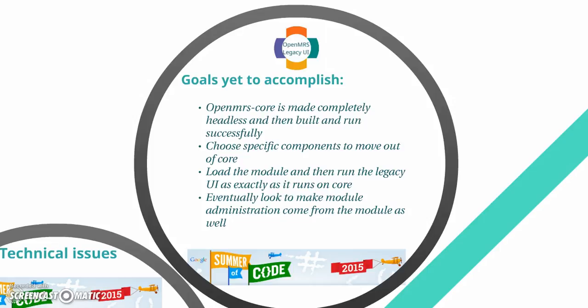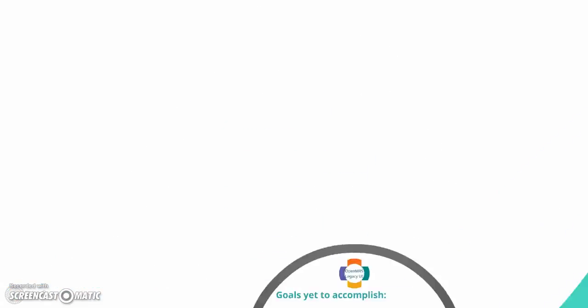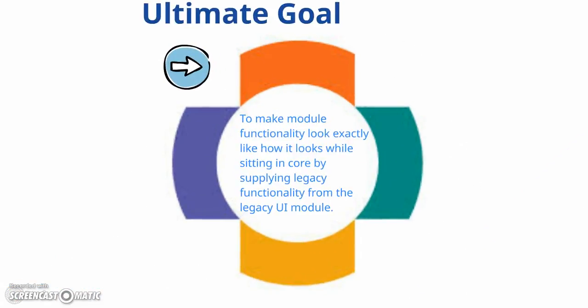Eventually, another expectation is to get to a point where the module administration is moved as well. Right now, the modules are administered in Core. As in when we move the functionality into the module, we can switch between different modules. We should be able to include a folder or so for the modules to get working. And coming to the ultimate goal, we should make sure that the module functionality looks exactly like it looks while sitting in Core by supplying the functionality from the module.